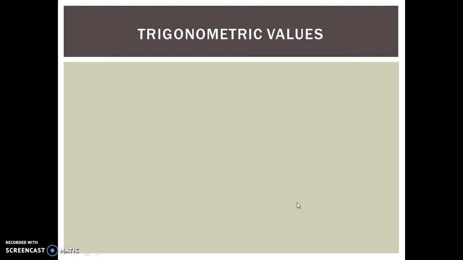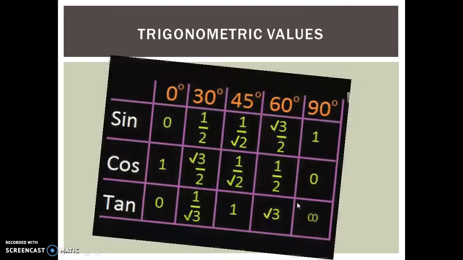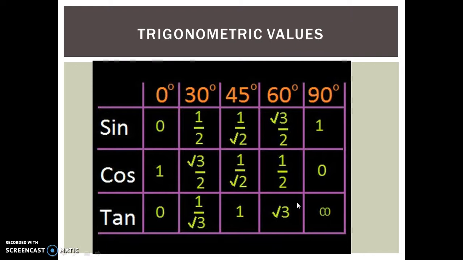Now for different angles, there are different values of these trigonometric ratios. Sine of 0 degree is equal to 0. You will have to memorize this table, it will be helpful for you to solve the questions further. These are the values which we have already found, and they are fixed values. Sine of 30 degrees is equal to 1 upon 2. Sine of 45 degrees is equal to 1 upon root 2. Sine of 60 degrees is equal to root 3 upon 2. Sine of 90 degrees is equal to 1.